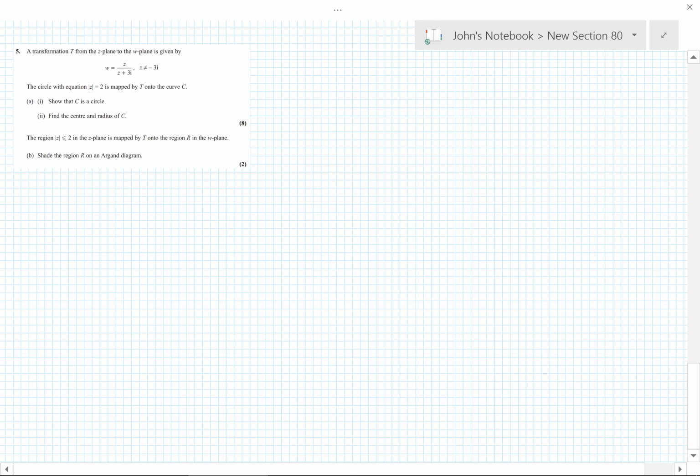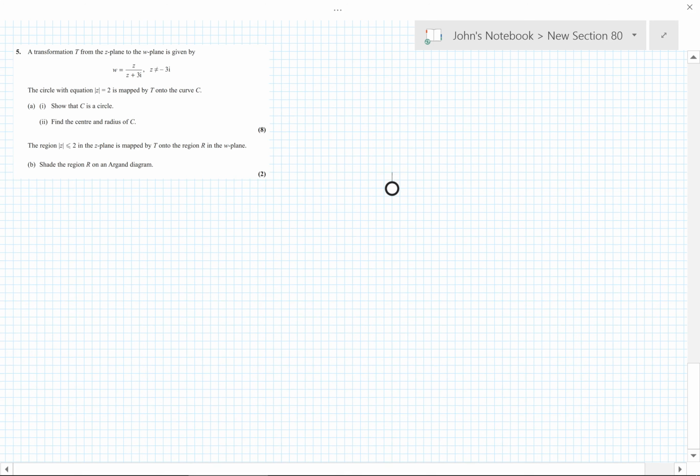Oh, transformations in the complex plane. One of my favourite things. Okay, so transformations in the complex plane. It's going to be using modulus properties because you've got mod z equals 2, so it's going to involve rearranging this and getting on with it. So let's just do it.